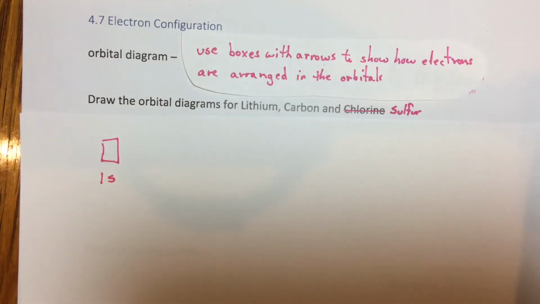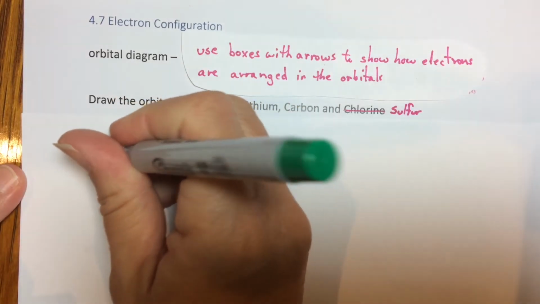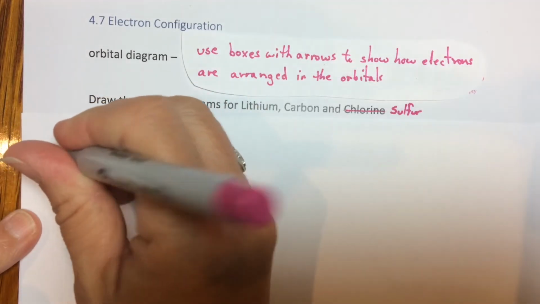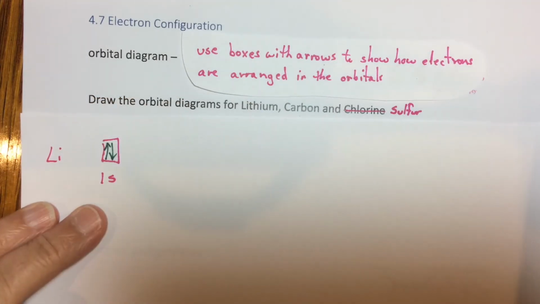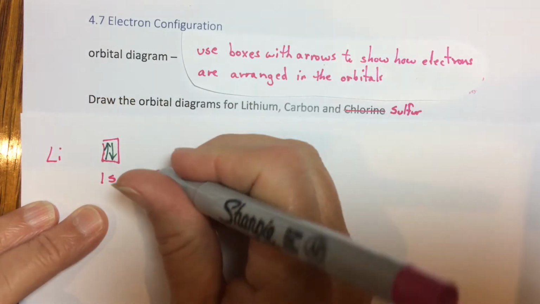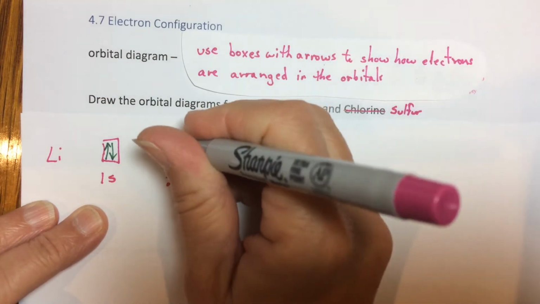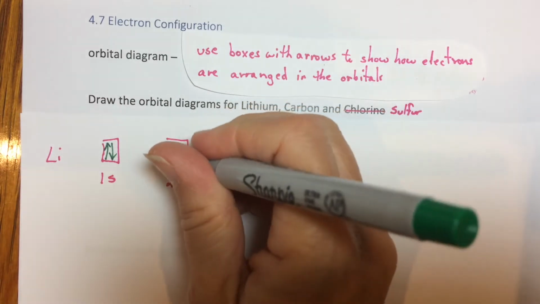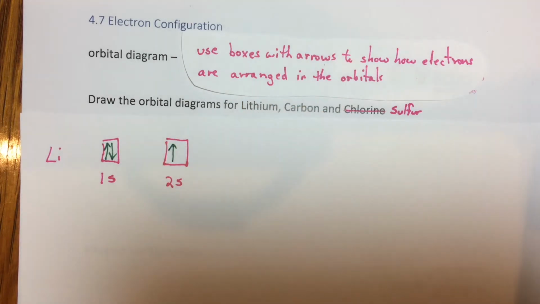Get a different color out here. And we're going to put 2 electrons in that orbital. Notice one goes up and one goes down. That's supposed to indicate the opposite spins. We'll write that this is lithium. The next highest energy level will be a 2s. And we have 1 electron left, and we'll put it in the 2s.